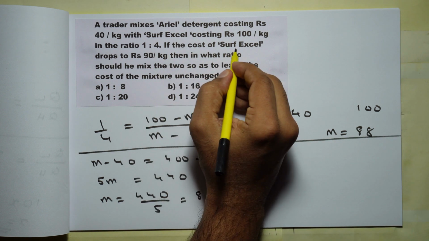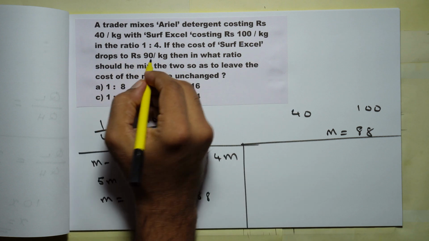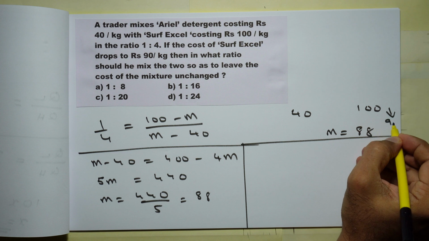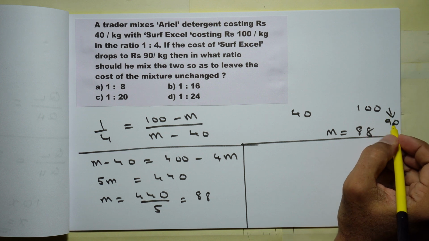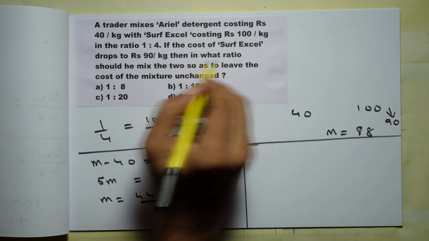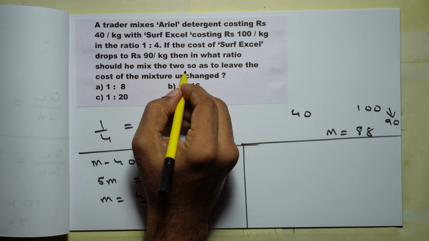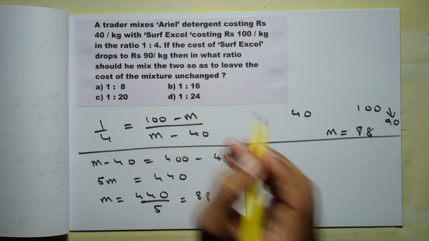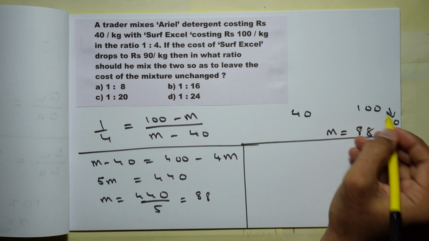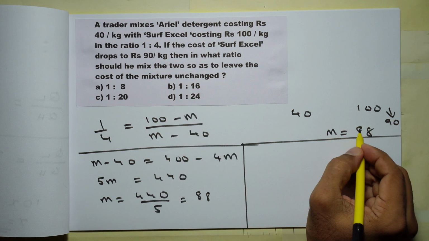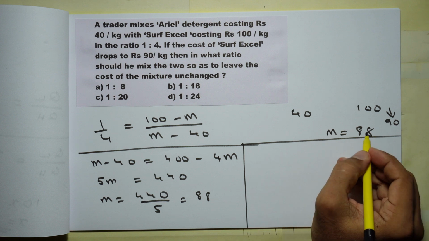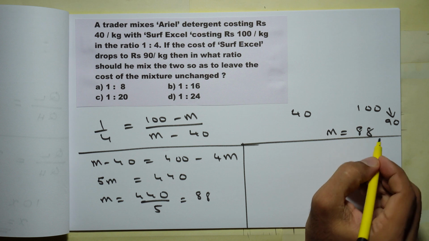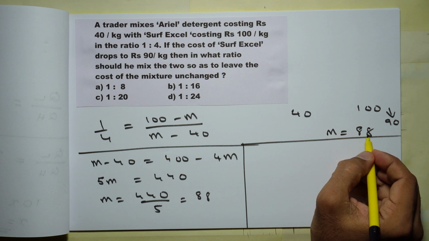If the cost of Surf Excel drops to 90, from 100 it has now dropped to 90. Now the value is only 90. Then in what ratio should he mix the two, so as to leave the cost of the mixture unchanged? Originally it was 100 and we got the mean price to be 88. Now the cost of the mixture has to be unchanged. So this 88 is fixed.